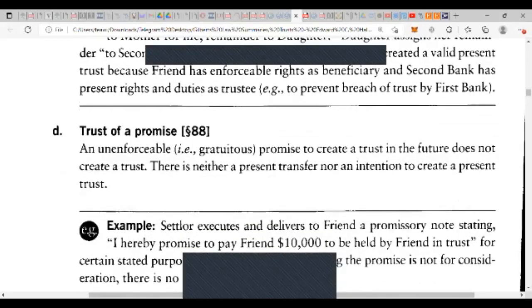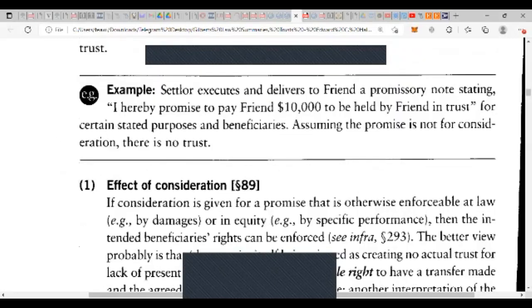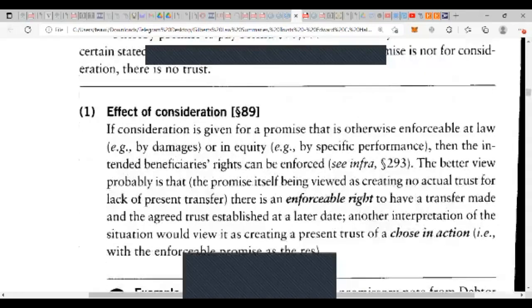D, trust of a promise, Section 88. An unenforceable, i.e. gratuitous, promise to create a trust in the future does not create a trust. There is neither a present transfer nor an intention to create a present trust. Example, settlor executes and delivers to friend a promissory note stating, quote, I hereby promise to pay friend $10,000 to be held by friend in trust for certain stated purposes and beneficiaries. Assuming the promise is not for consideration, there is no trust.